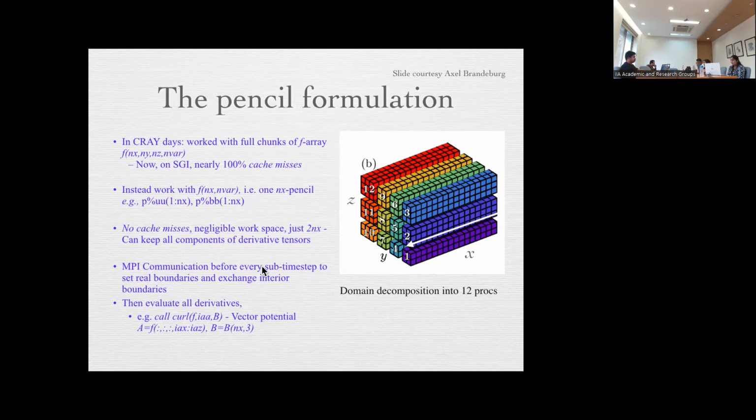So the communication is done before every sub-step, before taking the time step. So basically what happens is real boundaries and interior boundaries are exchanged between different processors. And after that, all derivatives, like for example, you want to calculate the curl of, say, the vector potential, or the curl of velocity. So you will find these commands like curl of F IAA B, which basically means that you take this index IAA, which corresponds to the vector potential, and calculate the curl of that vector. But this is also again done in the form of pencils.